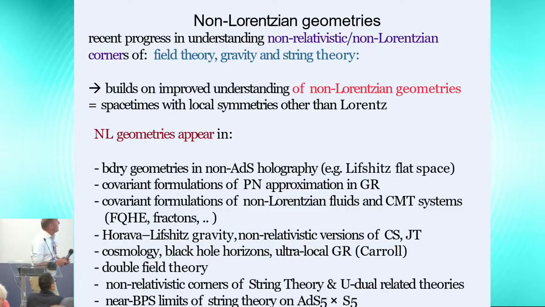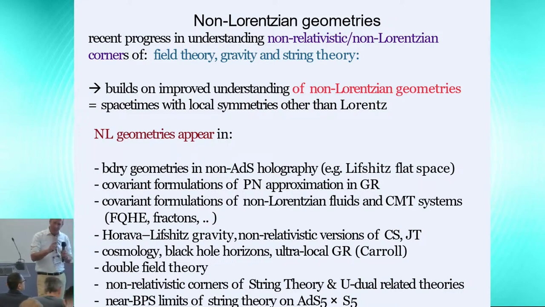So actually there has been quite some progress recently in understanding non-relativistic corners of field theory, gravity, and string theory. And maybe just a word on the word non-relativistic, because it's a little confusing. In this talk, when I say non-relativistic, I mean really the Galilean limit that you know from classical mechanics, so speed of light to infinity. And when I say non-Lorentzian, I mean something more general that I hope will become clear.